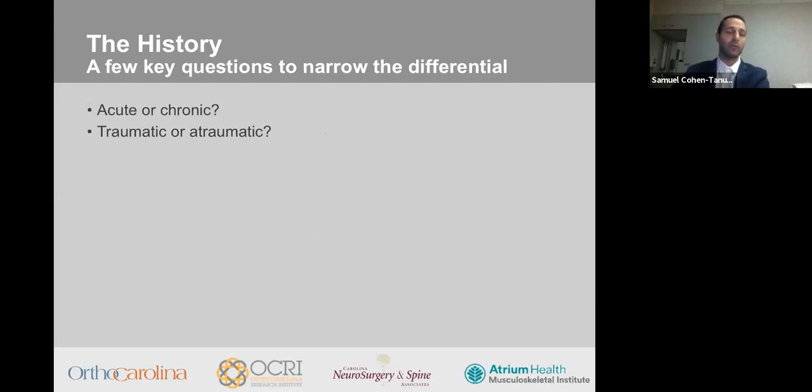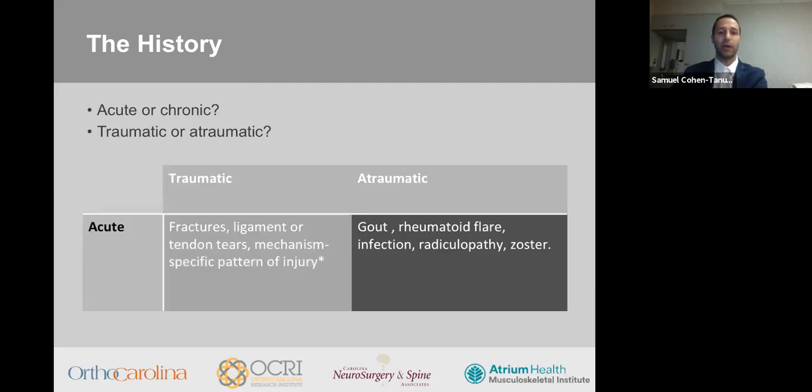So, we're very familiar with these classic questions. Are the symptoms acute or chronic? And it's important to realize that acute symptoms can be both traumatic or atraumatic, which already highlights one of the deficiencies in those 3 reported categories, which don't account for something that's acute and atraumatic. So something that's acute and atraumatic could be, for example, a gout flare or a rheumatoid flare, infection, radiculopathy, or acute neuropathy from a mass or an aneurysm, herpes zoster. Acute traumatic is a bit more obvious: fractures, ligament, or tendon tears.